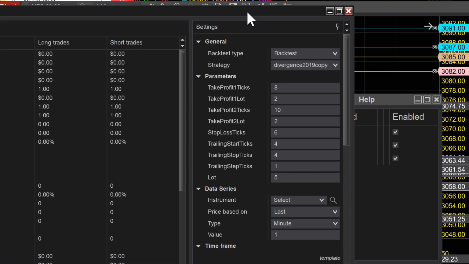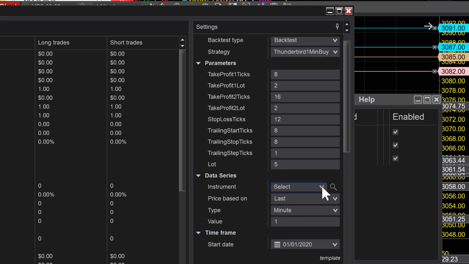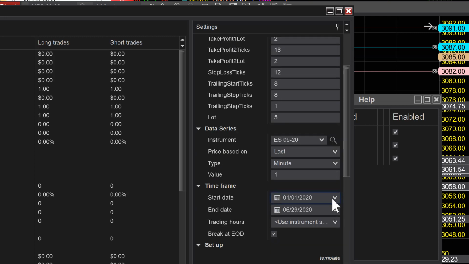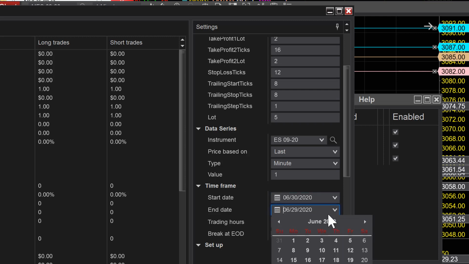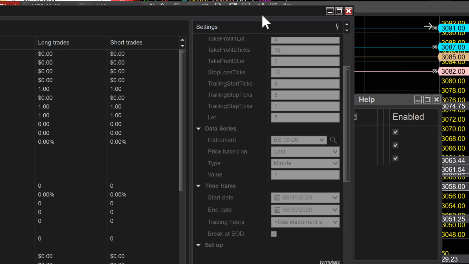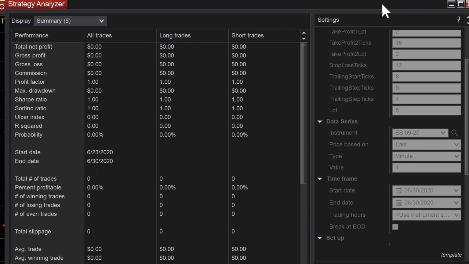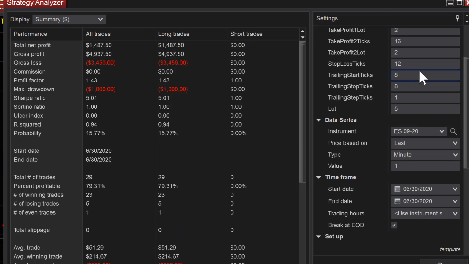You can see that this is moving up now. See if I can do this fast. 1 minute. Instrument ES 920. Go to June 30th. June 30th. Trading hours. Use instrument trading hours. Alright, let's run it. That shouldn't take that long now. There it is. Alright, well.